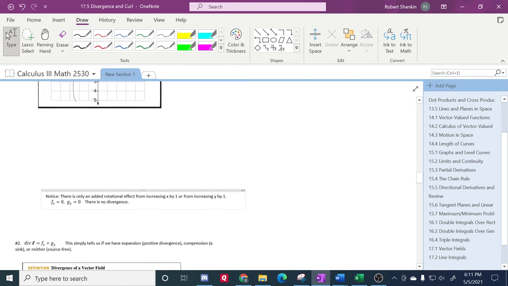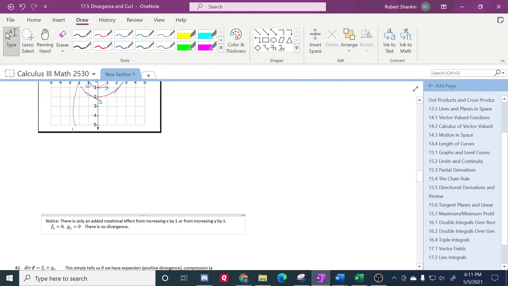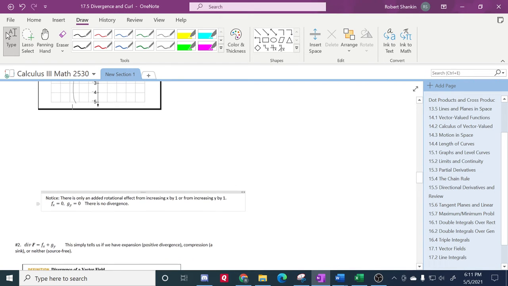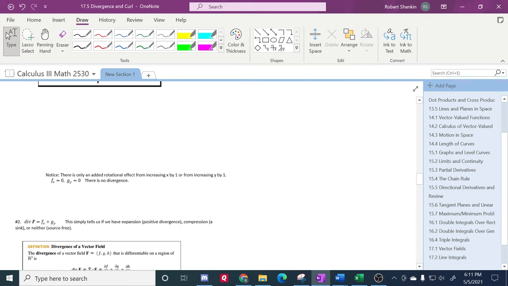So, we're increasing y by 1. Fx is 0 and gy is 0, and then there's no divergence. All right, so let's go to number 2.